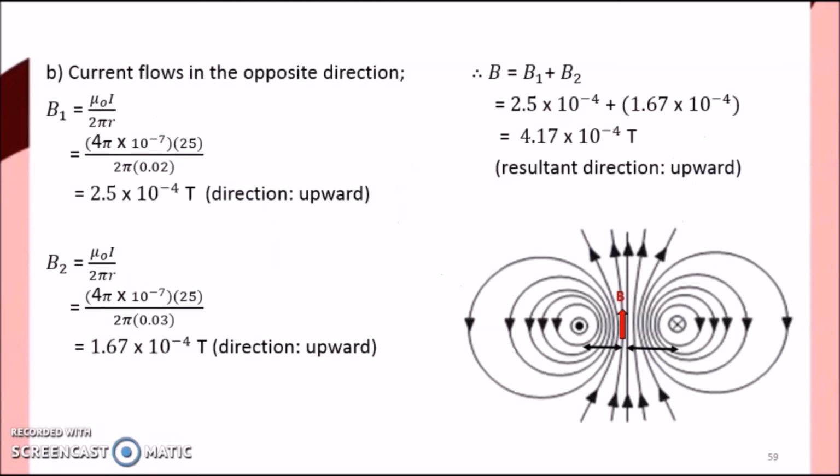So we find the value of B1, we find the value of B2. Since both are in the upward direction, we just add them. We get 4.17 times 10 to the power of -4 Tesla.